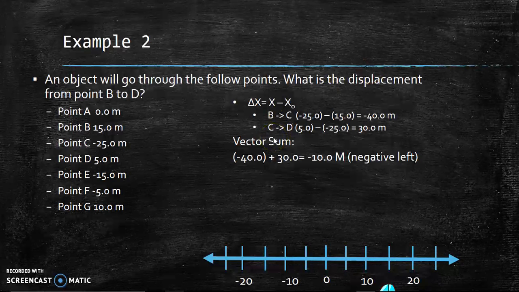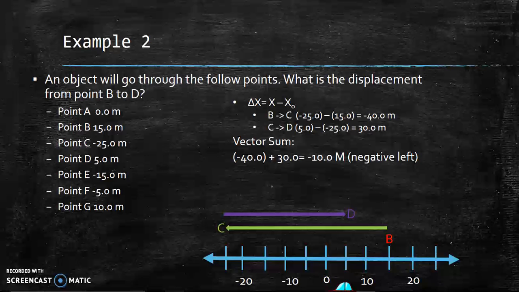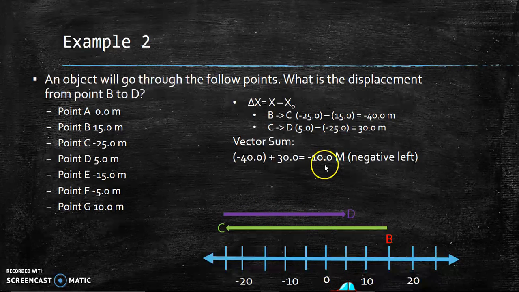Here's example 2. So now we're going to be looking at the same points on the same number line, but only looking from the start of point B to the point D. So displacement is going to be from B to D. So again, here's the animation of the car moving from B to C, and then C to D. Alright, so for the work, we've used the same formula from B to C. The final is negative 25. The initial is positive 15. So we do negative 25 minus 15.0 equals negative 40 meters.